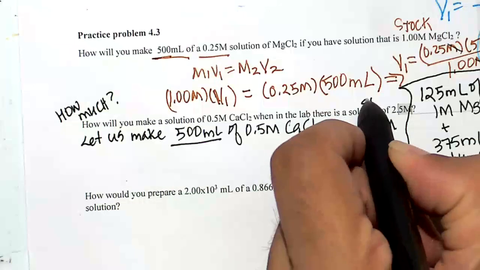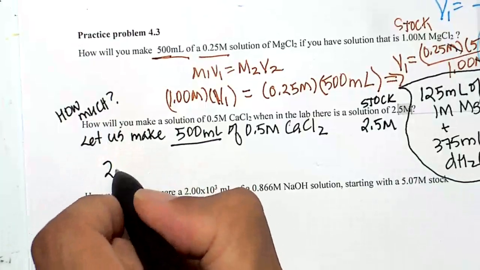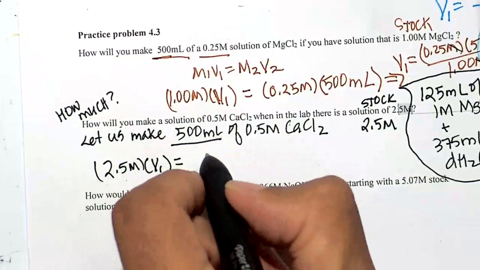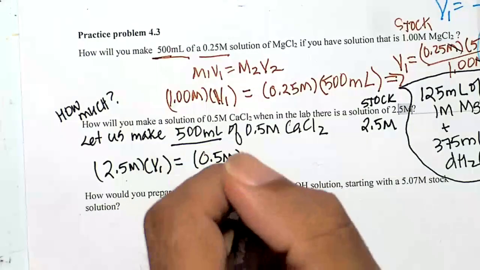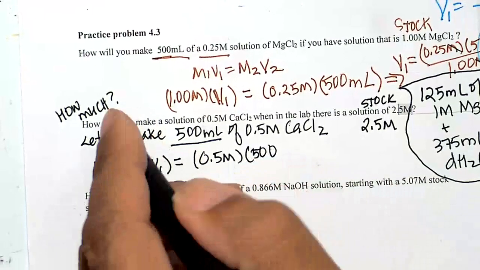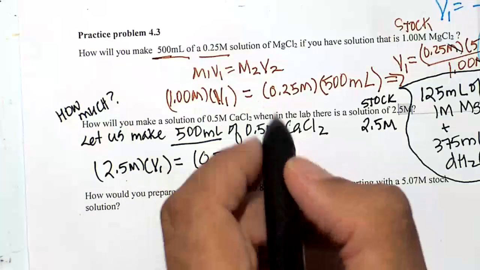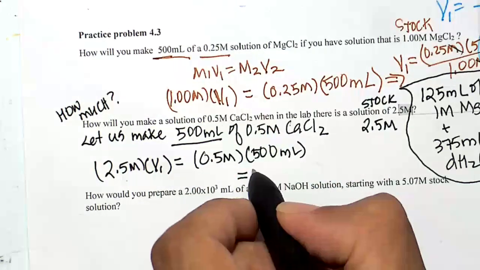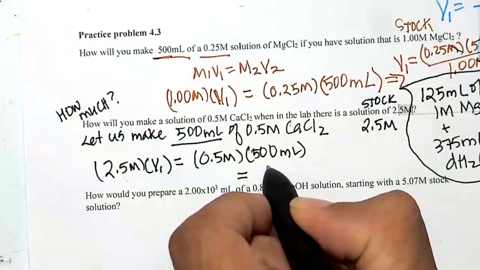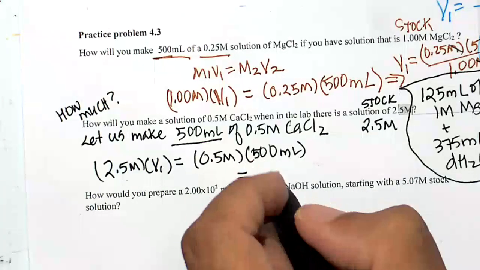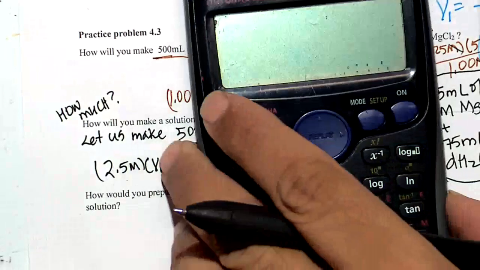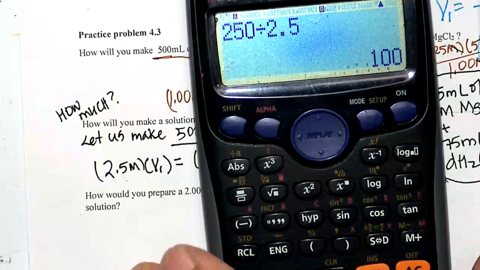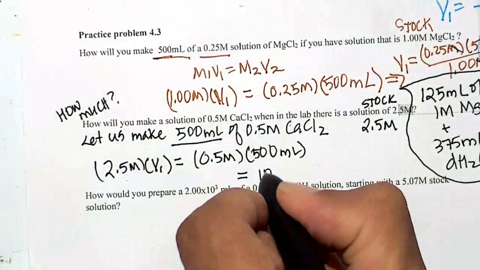All right, so our stock is 2.5 molar. How much from that do we take out? We want our final bottle to be 0.5 molar, and we want to make, though it didn't say in the problem, but I'm going to say let's make 500 mLs. And what is that on our calculator? 0.5 times 500 is 250. What's 250 divided by 2.5? 100. Okay. So this is 100 mLs.